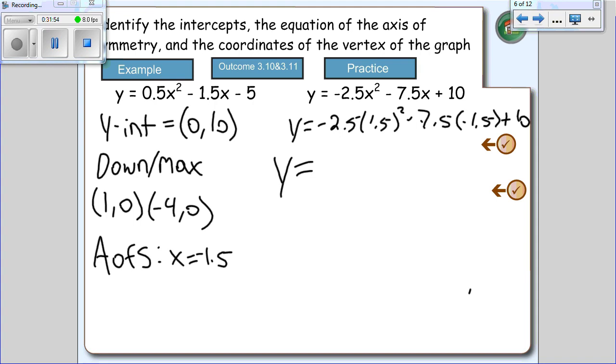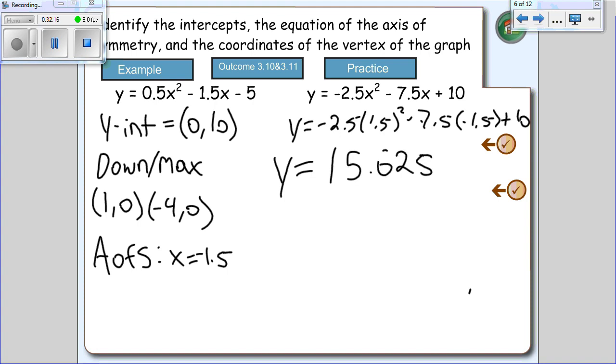I don't know, I got 26.8. That's wrong. It's 15. Oh, 0.625. Oh my god. It is positive. Okay.